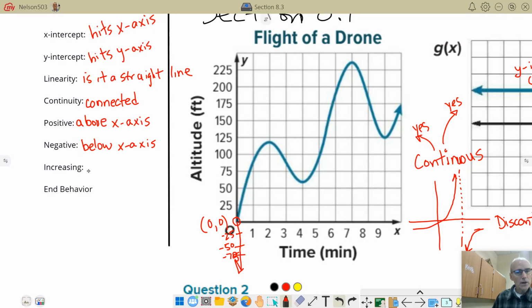Increasing means from left to right, is it going up? So I'll put it down like that, left to right. As you read the graph from left to right, going up.